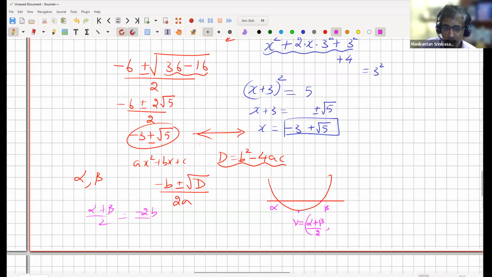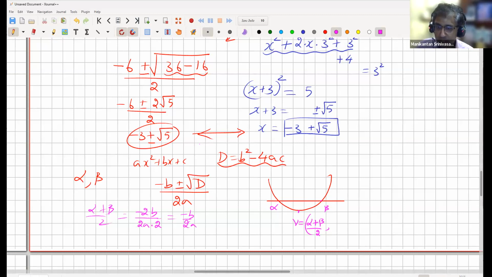So it'll become minus 2b by 2a divided by 2, right? Minus b plus minus b by 2a. Because of the average, I'm dividing by 2. So it's minus b by 2a. So the x coordinate of the vertex is minus b by 2a. And the y coordinate of the vertex, you can substitute the x coordinate and see what you get. And that turns out to be minus d by 4a, where d is this important quantity, b square minus 4ac.